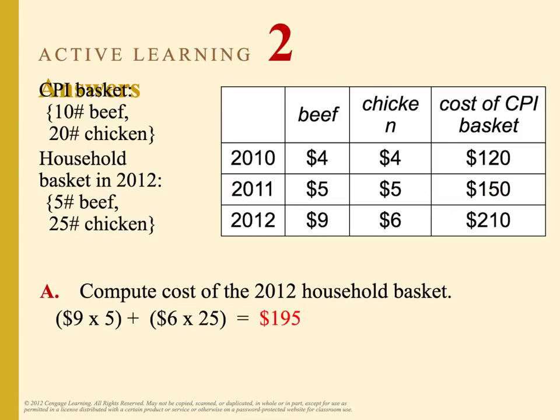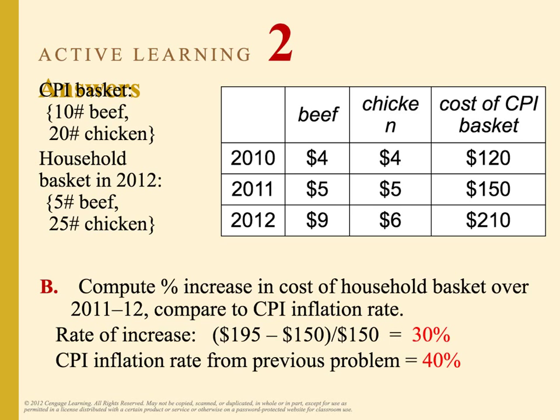Okay, so just checking our answers. Again, we have 195, and we have the 30% that we just calculated because of the substitution bias. And again, what was the rate from the previous problem? 40%. So it is overstated a bit, and many of these problems will tend to overstate the Consumer Price Index.